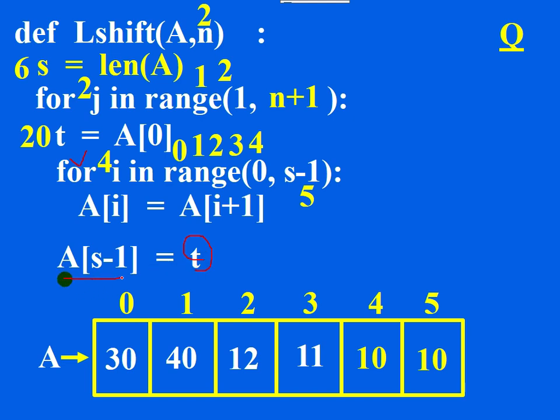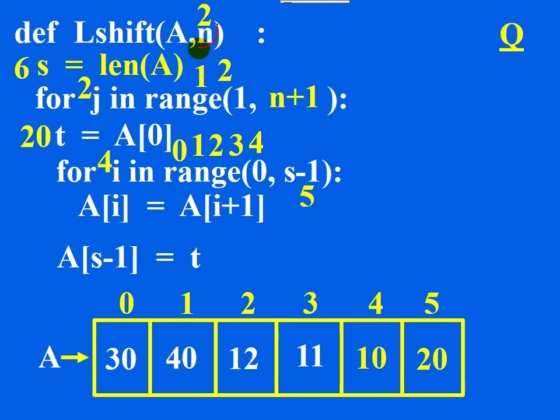Finally T is assigned to A of S minus 1. Your S is 6. So 6 minus 1, 5. So your variable T contains 20. So 20 is assigned to A of 5. So here 20 comes. So you can see it is repeated for the second time. Now all the elements are shifted by 2 positions to the left. See, 2 positions to the left. Okay. Now this for loop finishes execution because no more integers are there to be taken. Okay. And the final answer is there in list A. You can see all the elements are shifted by 2 positions to the left.